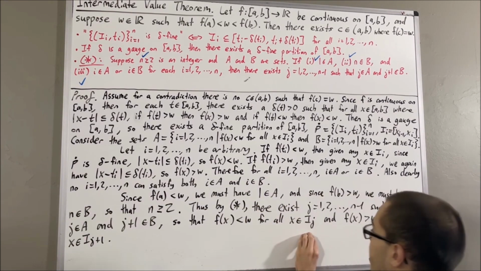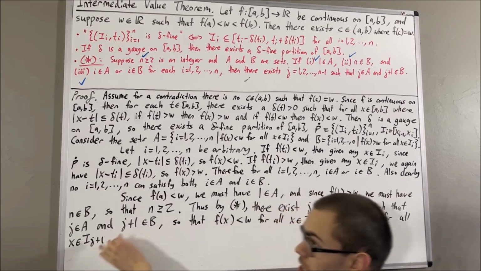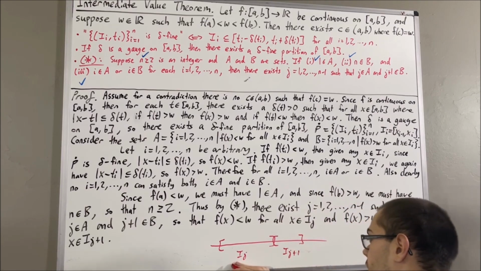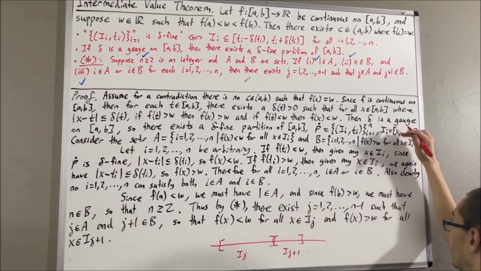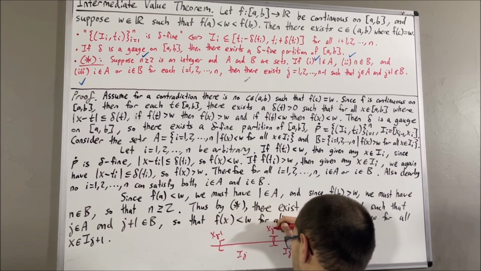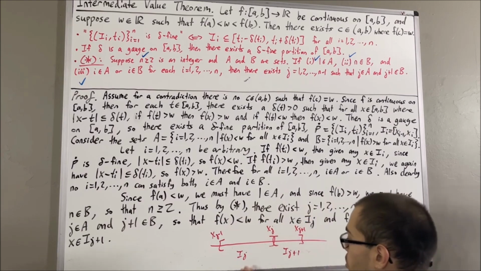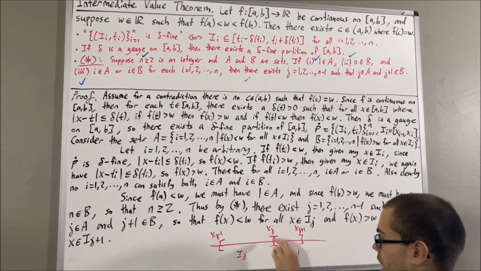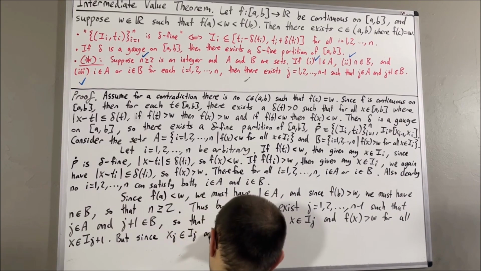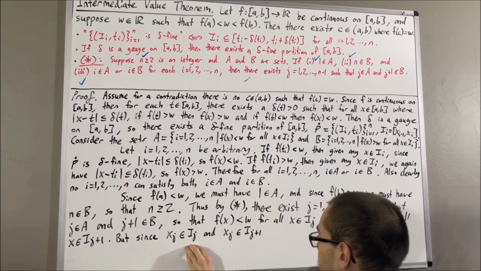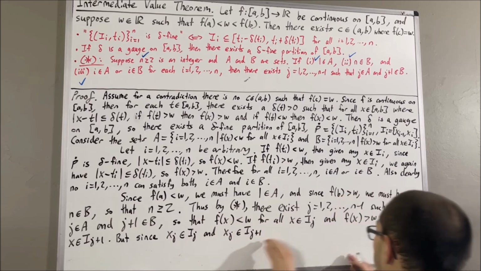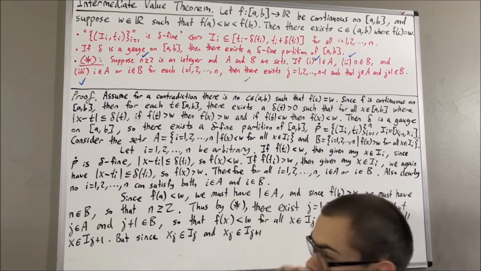But remember, I_j and I_(j+1) have a point contained in both of them. So this is I_j and this is I_(j+1). Well, remember how we're labeling each subinterval. This must be x_(j-1), this is x_j, and this is x_(j+1). Both I_j and I_(j+1) share the point x_j. Since x_j is an element of I_j, that means f of x_j is less than w. Since x_j is an element of I_(j+1), that means f of x_j is greater than w. So we have a contradiction.